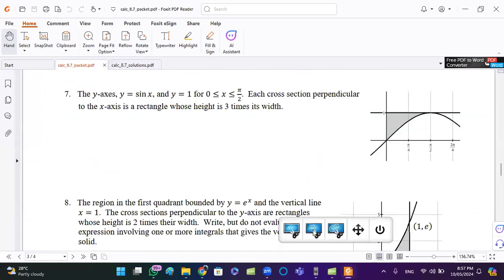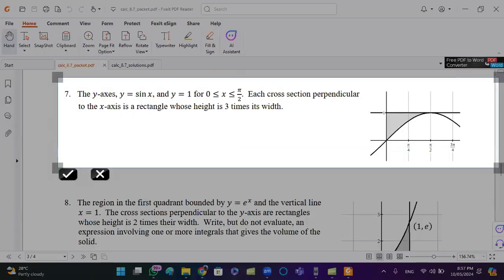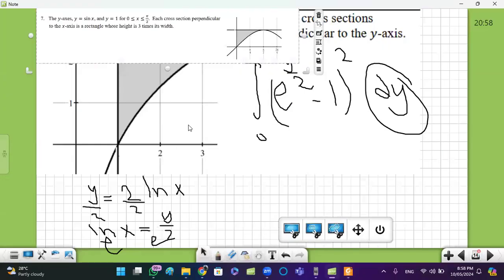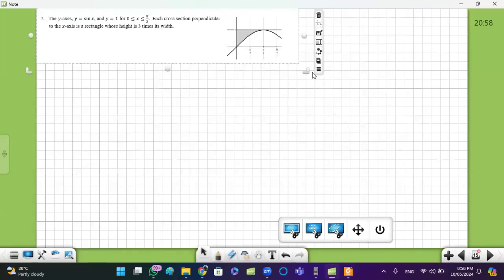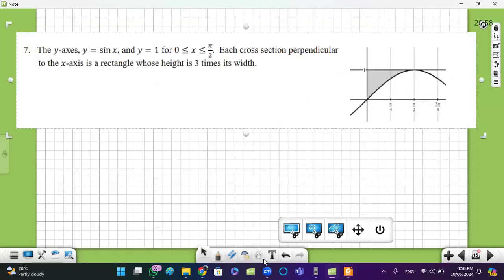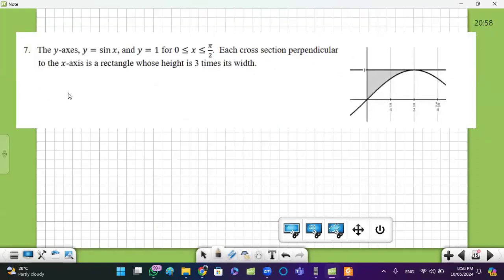I need to take this and we're going to jump to the other lesson. Please pay attention, because this is a rectangle, and we have here another idea with 3 times the width. So, perpendicular to what? The x axis. So the integral dx, from 0 to what? Pi over 2.